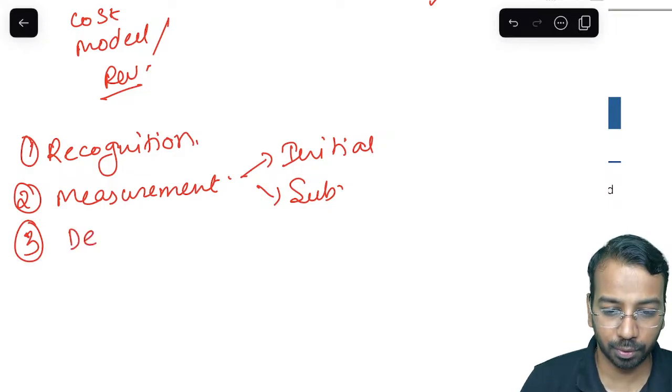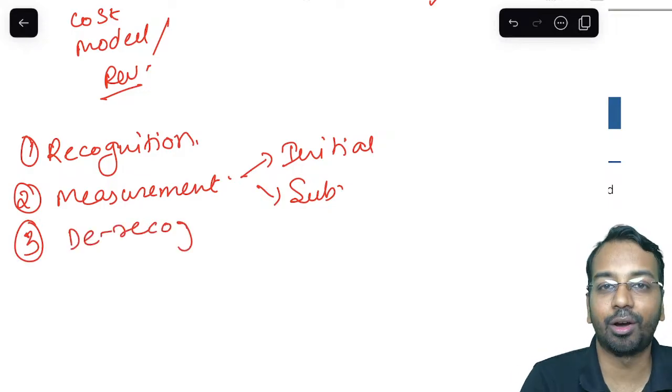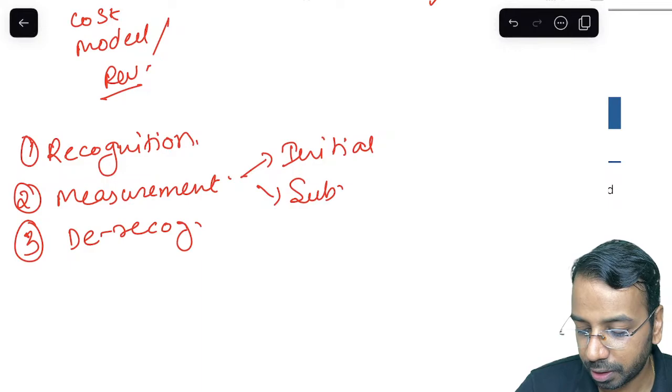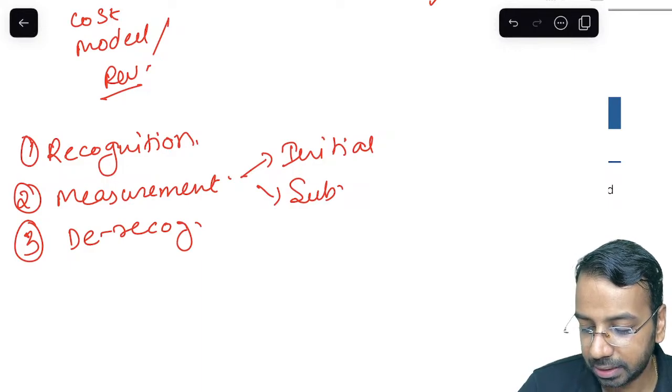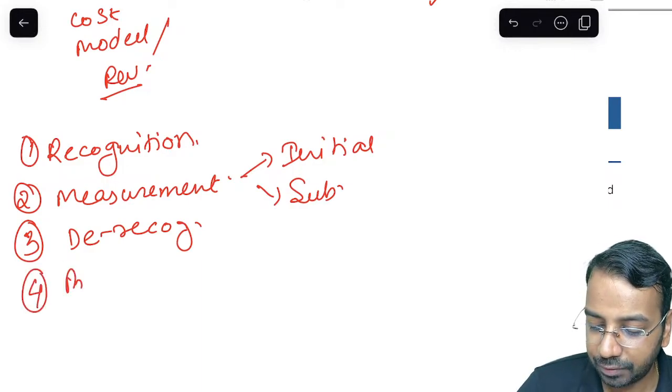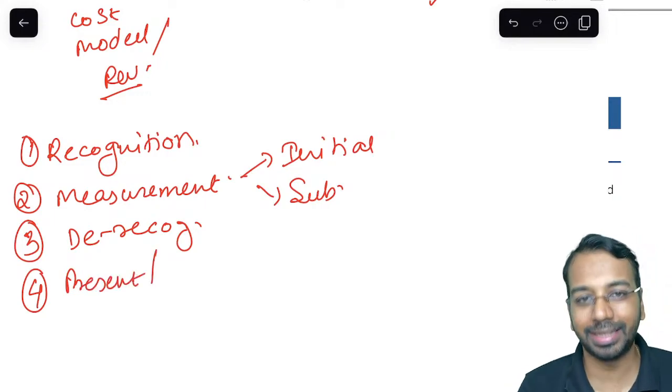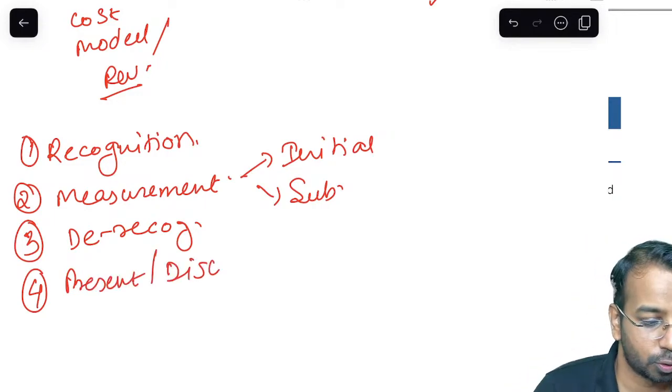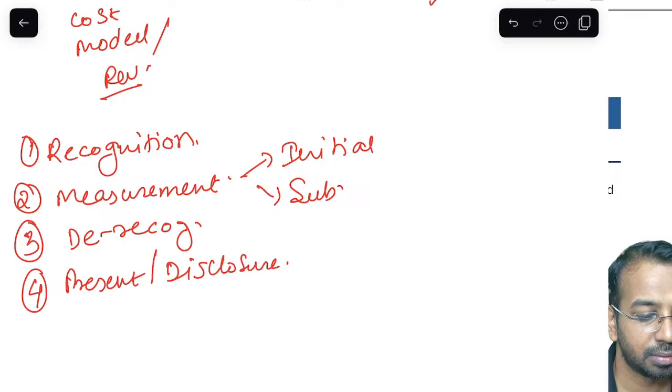Recognition, bringing it into the books. De-recognition, moving it out of the books. And then of course your presentation and disclosures. Broadly, if you understand all of this, the three standards are done. So to begin with, let us start with the basic definitions.